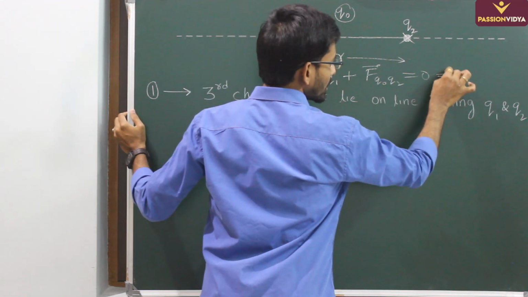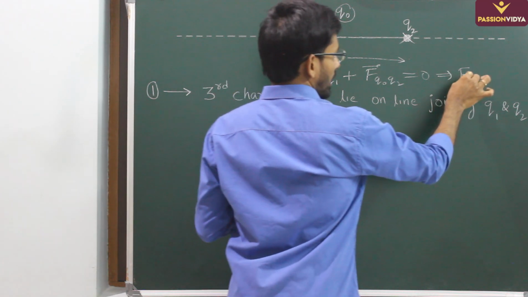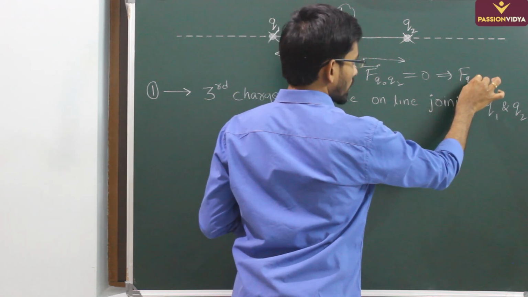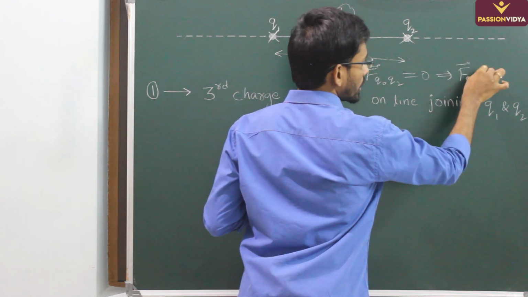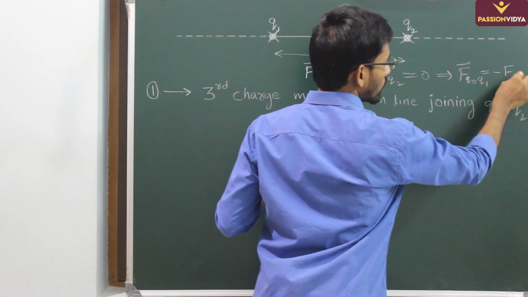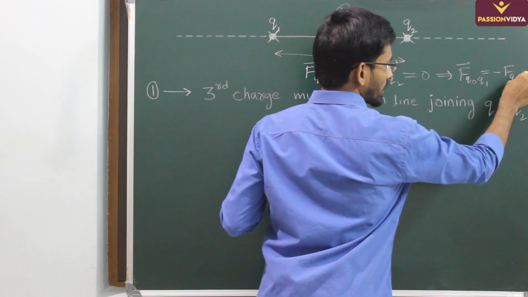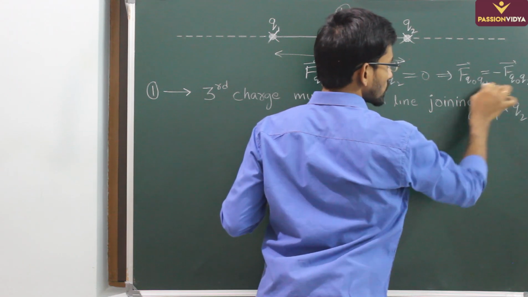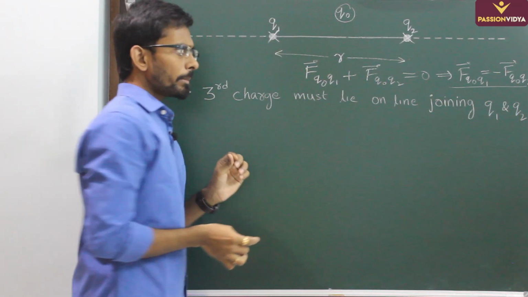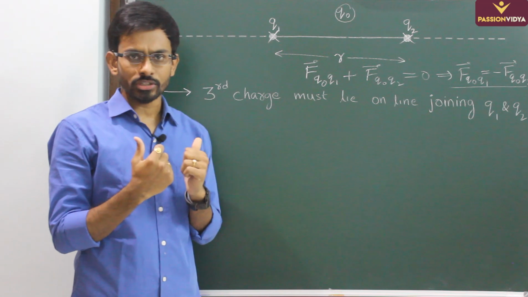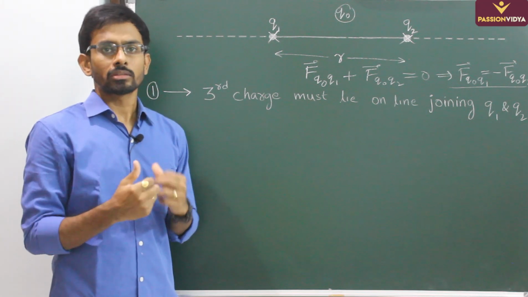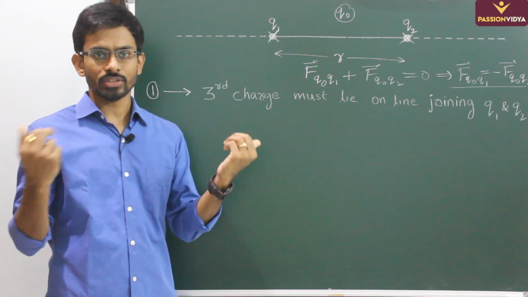That implies F acting on Q0 due to Q1 is equal to minus of the force acting on Q0 due to Q2. So this is what we can say. Means that both the forces have to be equal and opposite. When is it possible? When the three charges are lying on the same line.